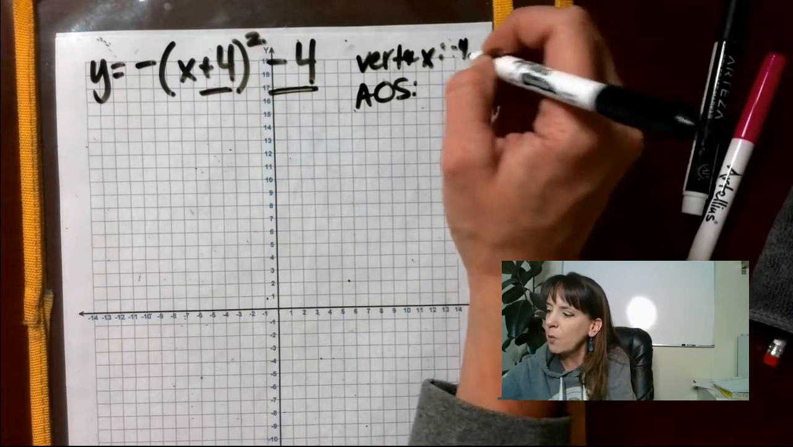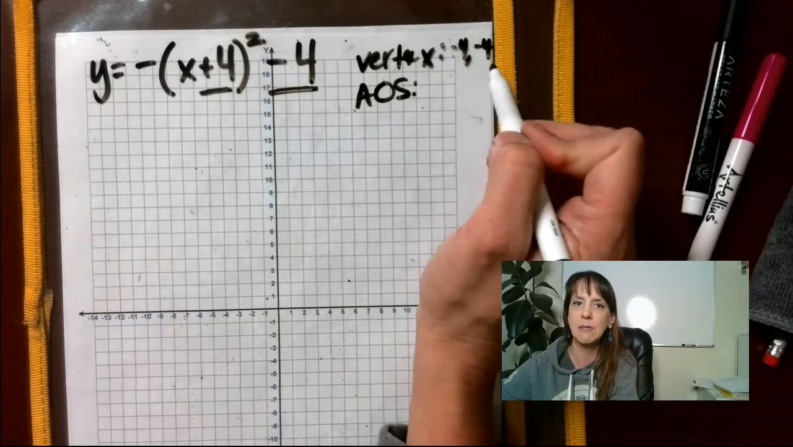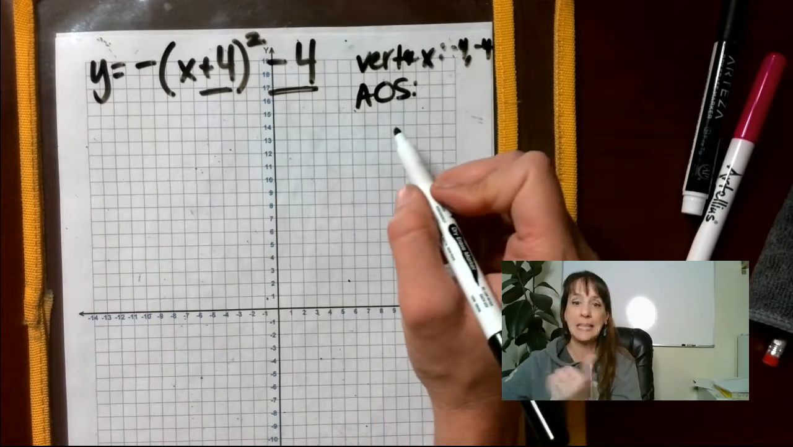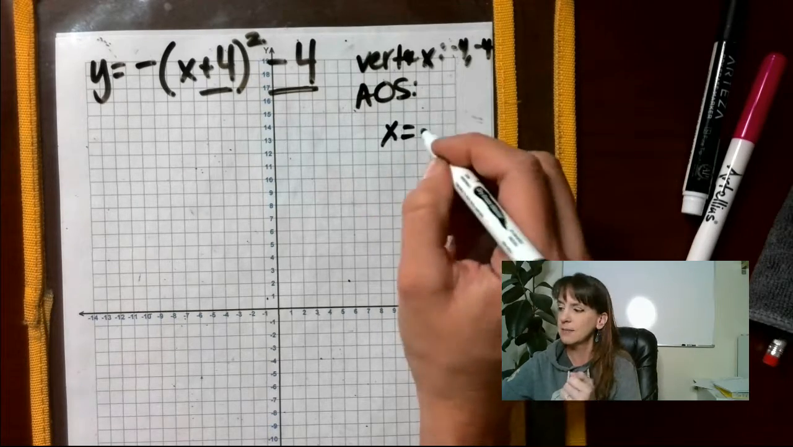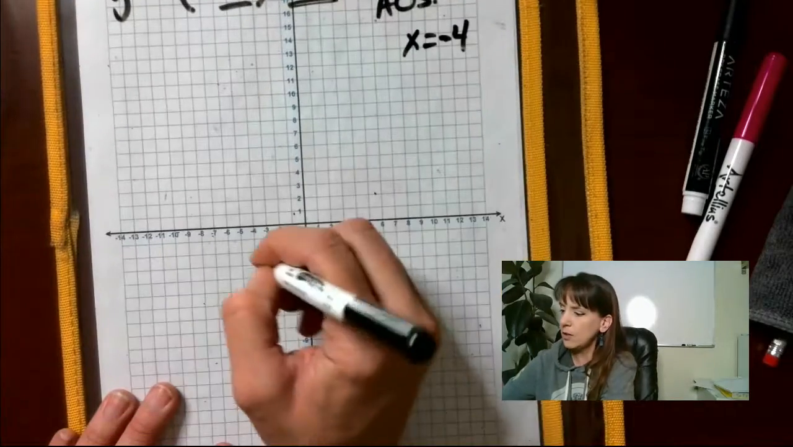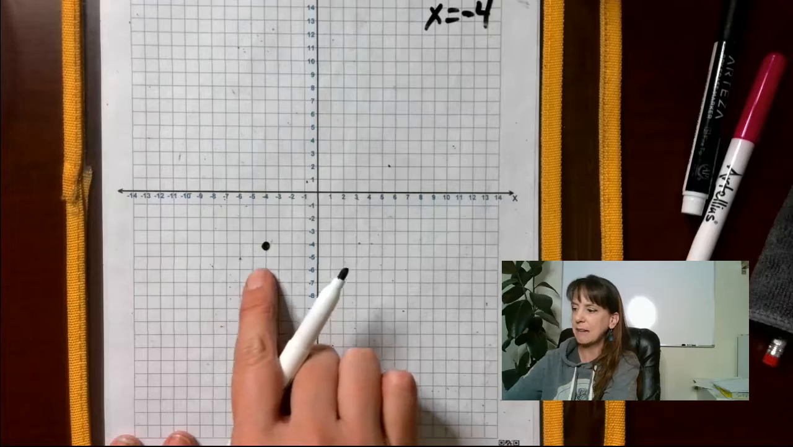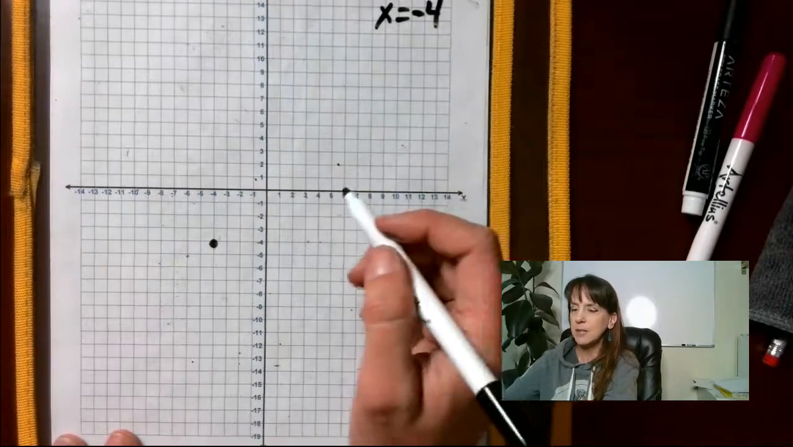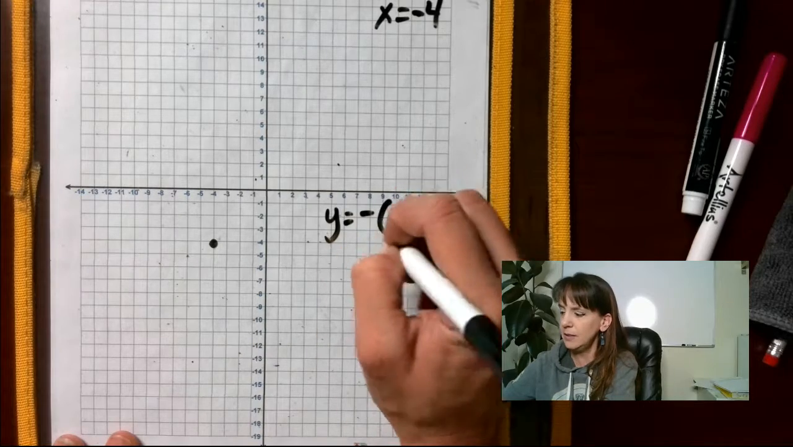So -4, -4. Axis of symmetry, again, always written like a line, x equals, and it's whatever your x is on your vertex. X equals -4. So that point, -4, -4, that's all the way over here. There we go. That's this guy right here, okay? To make it a little bit easier, I'm gonna recopy this equation down here so that we have it.